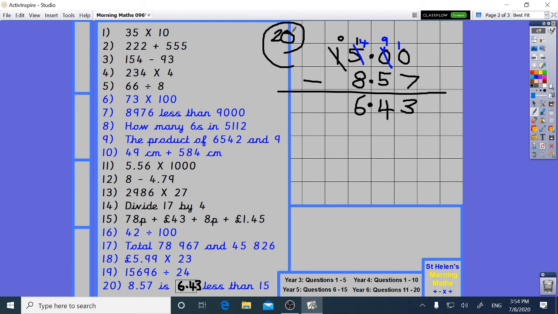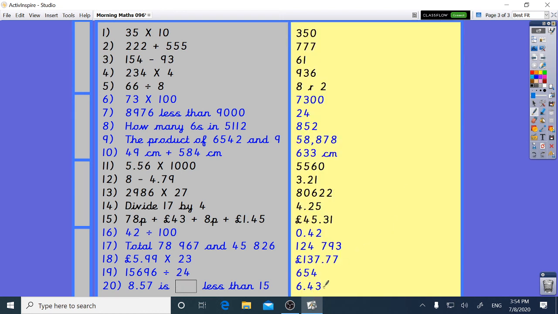Not 26. Make sure zeros look like zeros, or people with hair. And we go on to the answers. 6.43 was the last one. Check all your answers. Of course, on number 17, that's just a comma, that space, same as a comma.